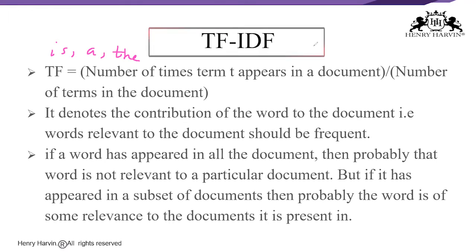So let us understand. Here we will be using TF. TF means the number of times the term t appears in the document divided by the number of terms in the document. So basically it denotes the contribution of the word to the document. That is, the words relevant to the document should be frequent. If a word has appeared in all the documents, then probably that word is not relevant to a particular document. But if it has appeared in a subset of documents, then probably the word is of some relevance to the documents it is present in.